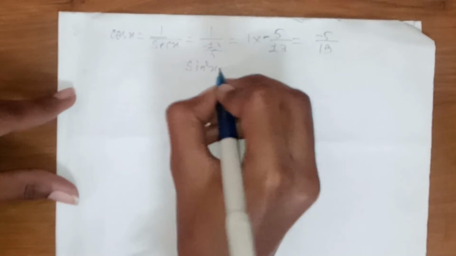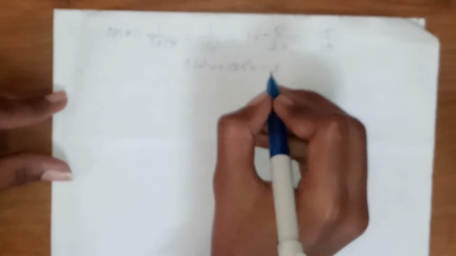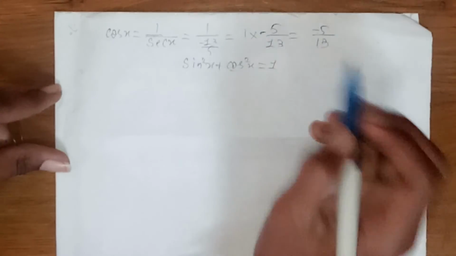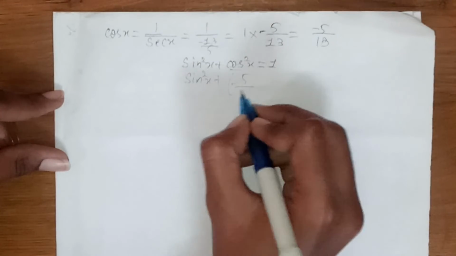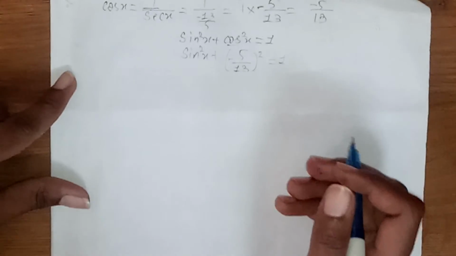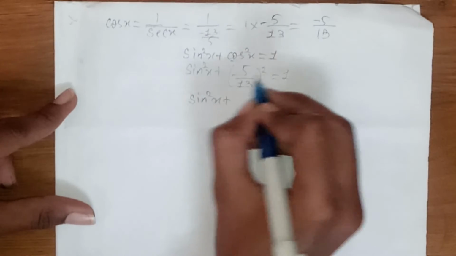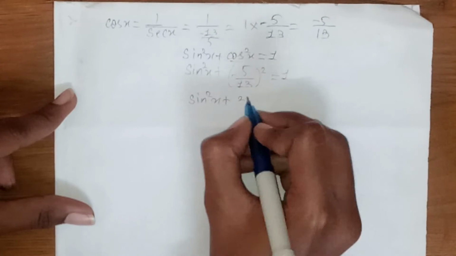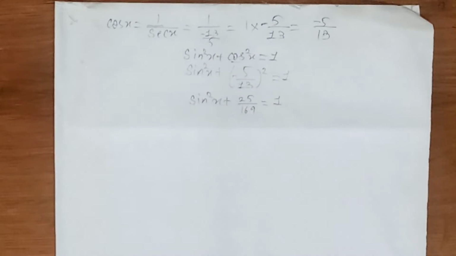So sine square x plus cos square x is equal to 1. Using this equation, we are going to find the value of sine and cosecant. So we know the value of cos, that is minus 5 by 13. So sine square x plus minus 5 by 13 whole square is equal to 1. When the power is even, minus becomes plus, 5 square is 25, 13 square is 169, equals 1.